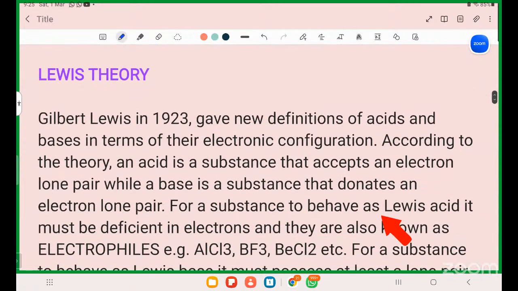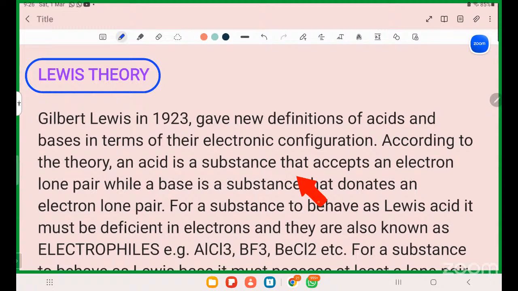Now, the third theory that we would look at with respect to acid and base is the Lewis theory. So what is the contribution of Gilbert Lewis to acid? He gave us the definition of acid and base in terms of electron configuration. So you have to understand the concept of electronic configuration, so you would be able to understand Lewis acid and base.